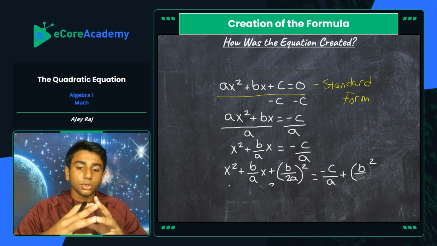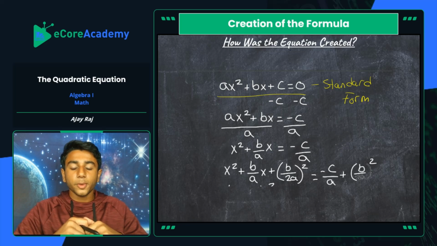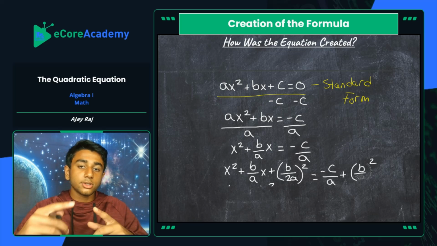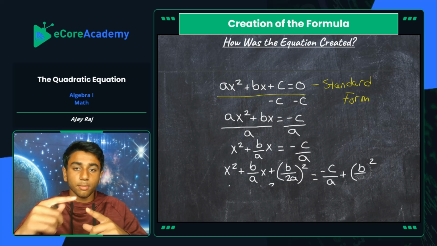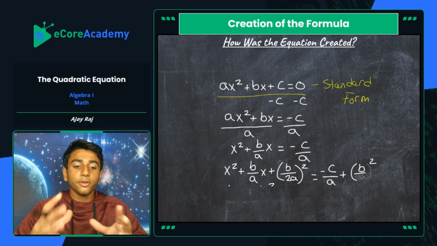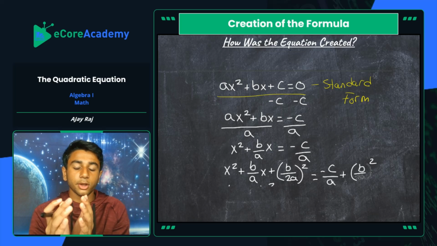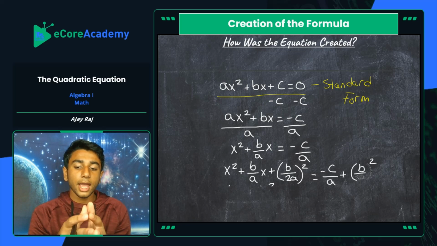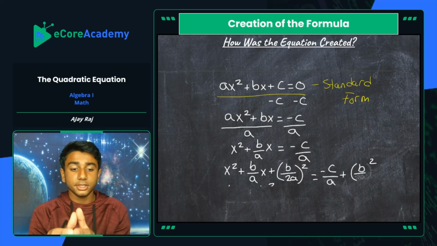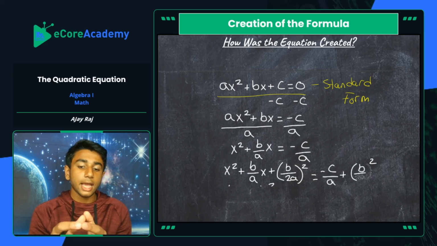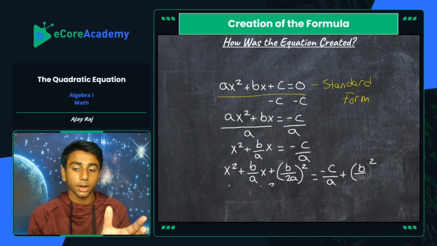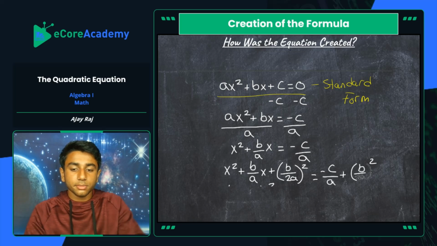And then what you're going to do is start the next process of completing the square. Remember, completing the square, it's always b over 2, essentially b over 2 squared. That's how you get that third term of your perfect square trinomial. So we're going to take b over a, and we're going to divide that by 2, which is b over 2a. So we're going to add that to both sides, b over 2a squared. That's what we're adding to both sides of the equation.